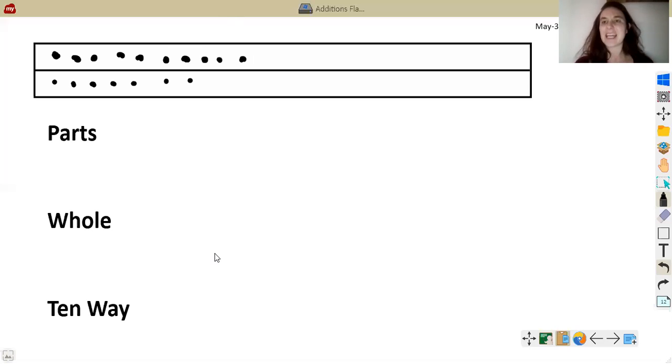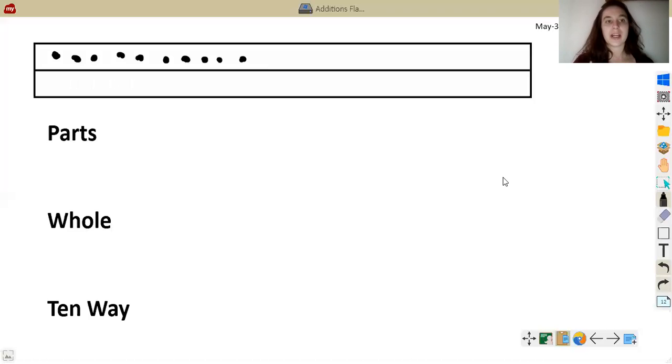Now, let's go ahead and say 17 the 10 way. Go ahead and share out loud 17 the 10 way. I know that the 10 way when saying 17 is 10, 7. And I know that because I have 10 here and 7 more. So I have one group of 10 and then I have 7 more, which makes our 10 way for 17, 10, 7.